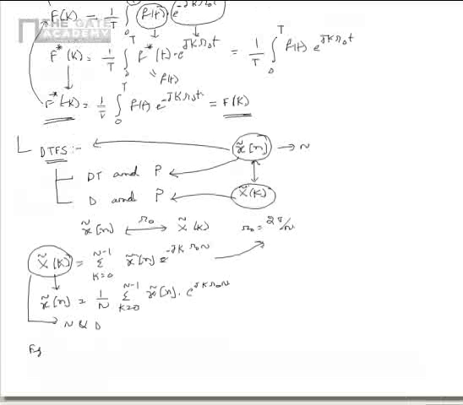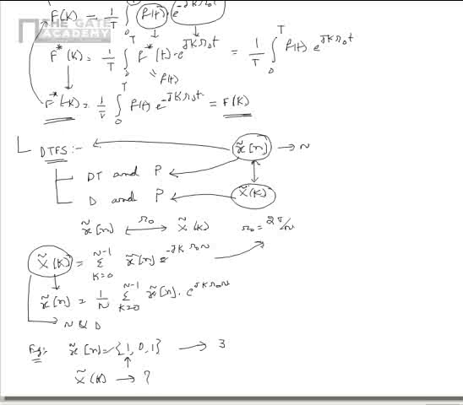Now let us consider an example in which there is a periodic signal given as x of n is equal to 1, 0, 1, where the first one corresponds to the instant n is equal to 0. Please note that x of n is periodic with a period 3. Now as per this example, we have to find the DTFS representation of periodic x of n.